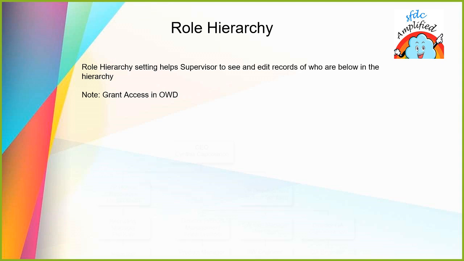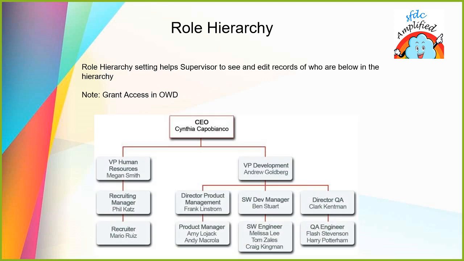Now let's see with the help of an example. Here you will be seeing the CEO, and it has VP Human Resources, VP Development, and that's how you see the hierarchy. The CEO will be able to access the records of all of them, but VP Human Resources will only be able to access the recruiting manager and the recruiter, so below in the hierarchy. And on the left side, the recruiter won't be able to see records of the recruiting manager or VP Human Resources.